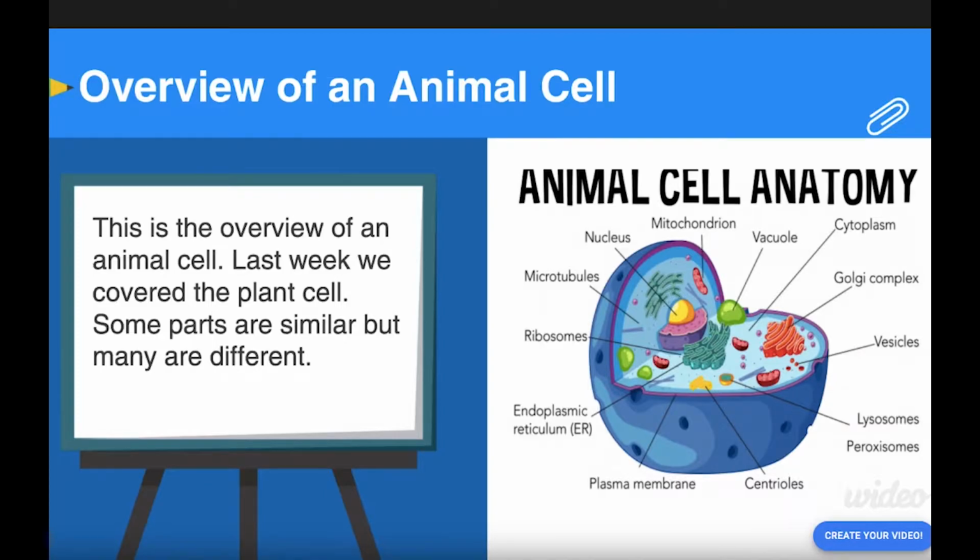All right, so we're looking at the animal cell, and this is just an overview of the animal cell. Last week we covered the plant cell. You'll notice that some parts are similar, but many parts are very different. So, if we just look, we can see the vacuole, the cytoplasm, the Golgi complex, the vesicles, lysosomes, peroxisomes, centrioles, plasma membrane, the rough ER, the smooth ER, the ribosomes, the microtubules, the nucleus, and the mitochondrion.